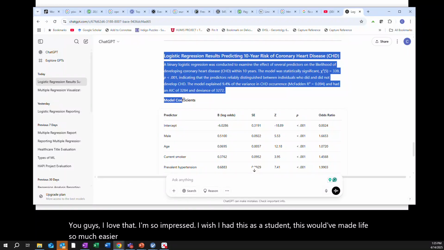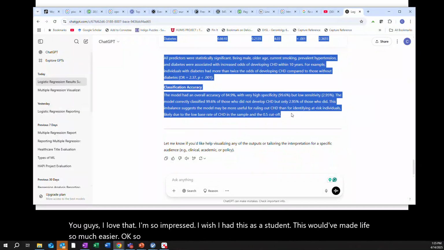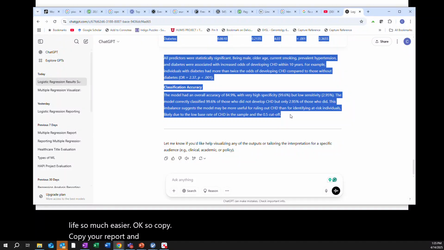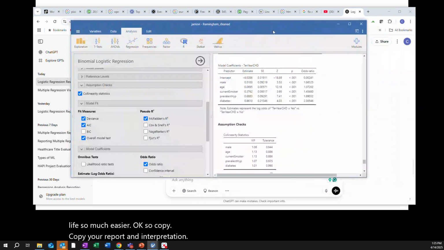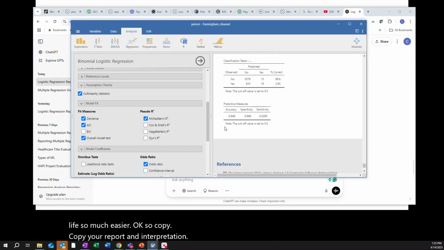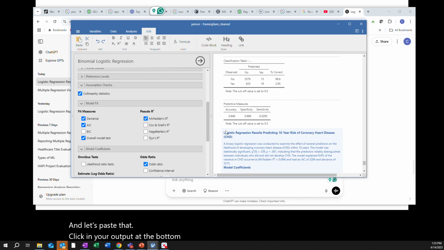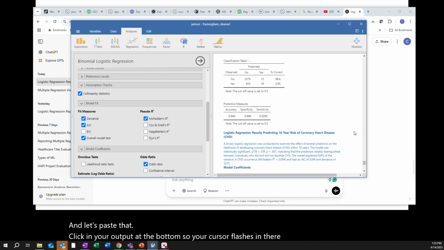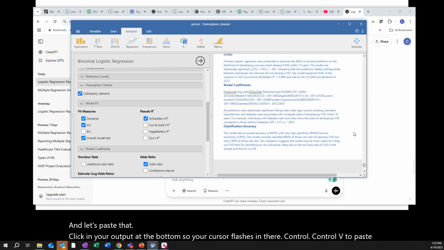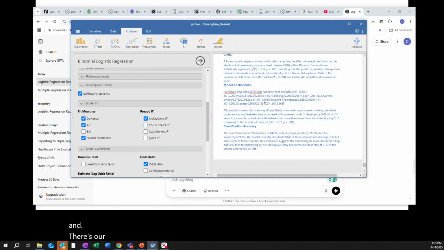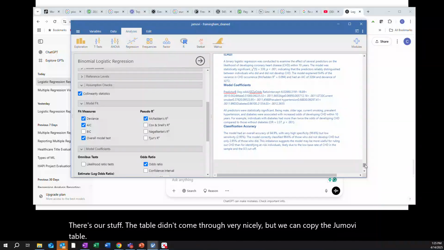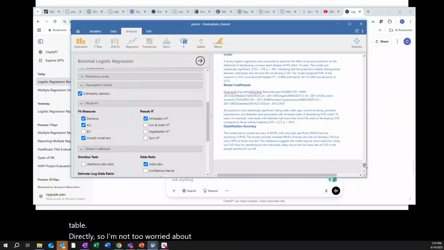Okay, so copy your report and interpretation, and let's paste that. Click in your output at the bottom so your cursor is flashing in there. Control V to paste. And there's our stuff. The table didn't come through very nicely, but we can copy the Jamovi table directly, so I'm not too worried about that.